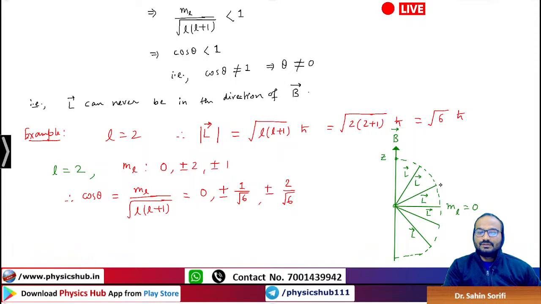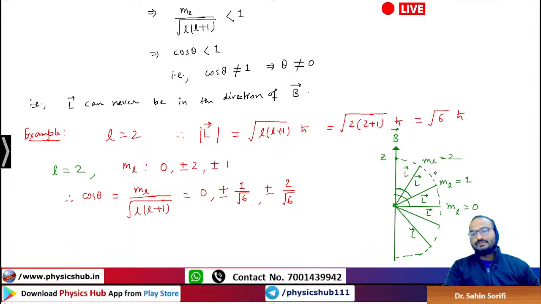ML is equal to, let us say, plus 1. What is the theta value? ML is equal to plus 1, so you have to consider this angle. ML is equal to 0, so cos 90, this angle. ML is equal to 1, this is the angle theta, right?